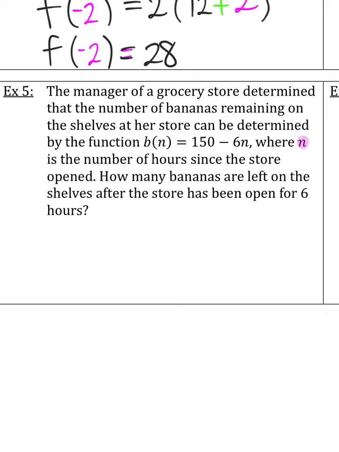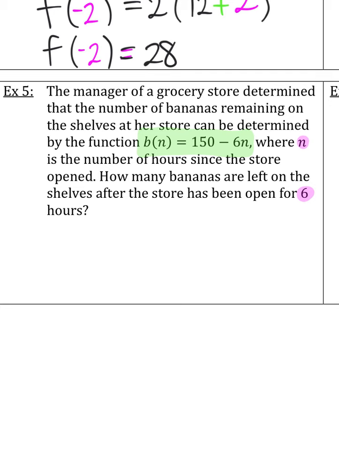So the very important information in this is b of n equals 150 minus 6n. Now what we want to know is how many bananas are left on the shelves after the store has been open for 6 hours. So that means that's what we're going to substitute in to the function that we're going to create. So the function name is b.